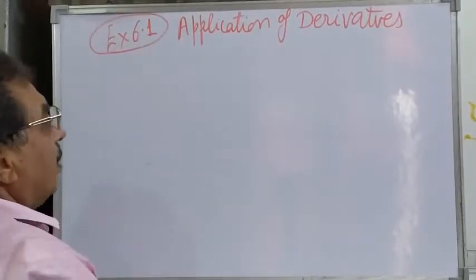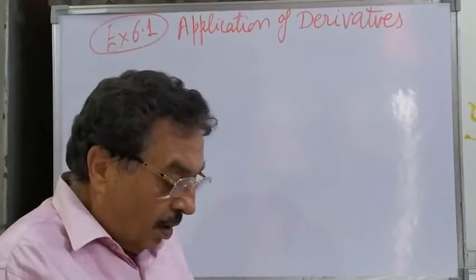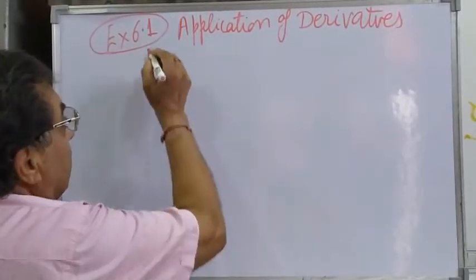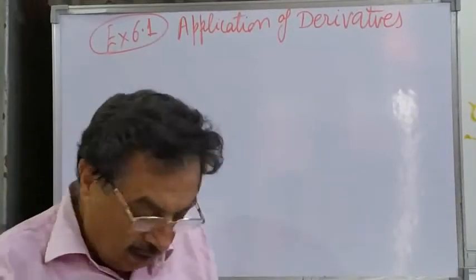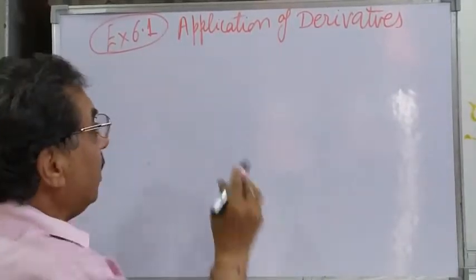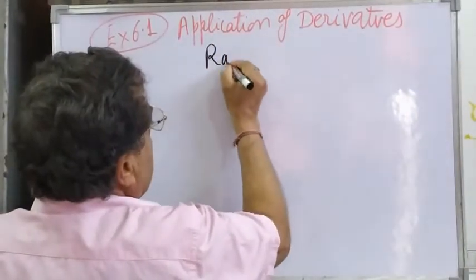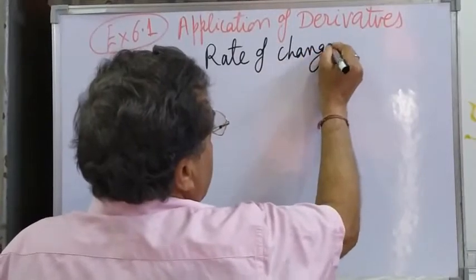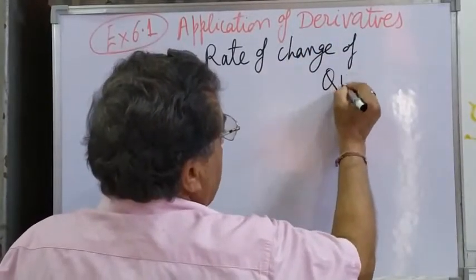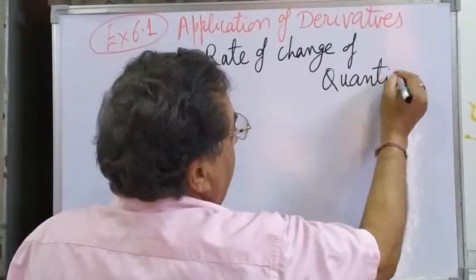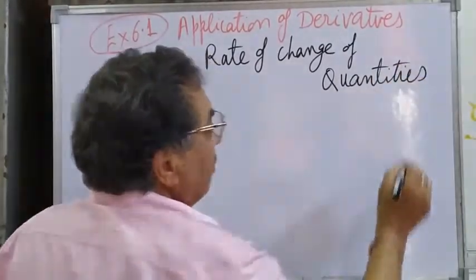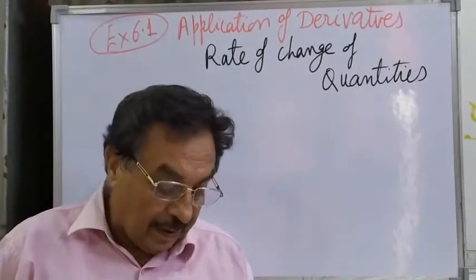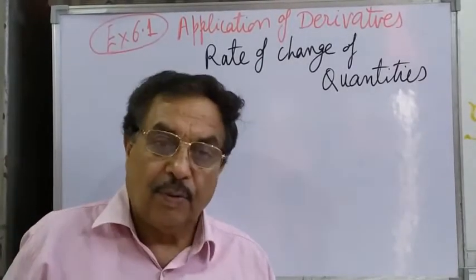In 6.1, what is there? Rate of change of quantities. When one quantity changes, how does the other quantity change according to the first one? Two quantities are being related.